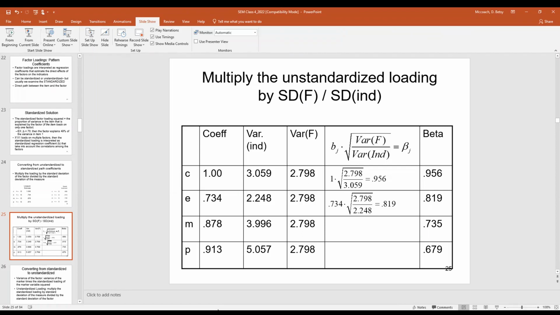But it's way easier to interpret the standardized coefficients. And when you run exploratory factor analyses, usually you only get standardized factor loadings. So generally speaking, for single groups, we really are only interested in the standardized loadings.